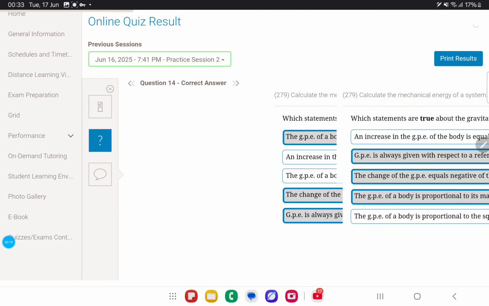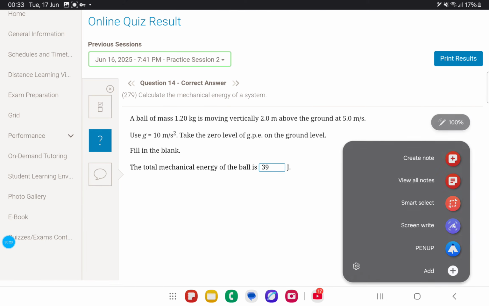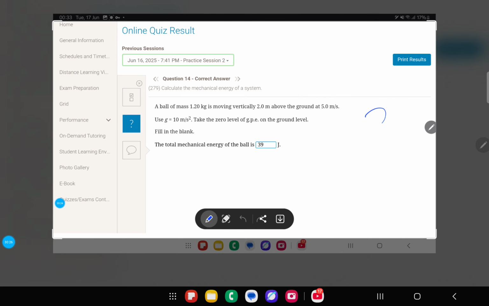Now for question 14. A ball of mass 1.2 kg is moving vertically 2 meters above the ground at 5 meters per second. Okay, so they're saying a ball is moving vertically upwards. They didn't say anything about gravity, so we can say that this is positive, because it's going up, since something is lifting it. So basically the force is also going up. So it's positive here.